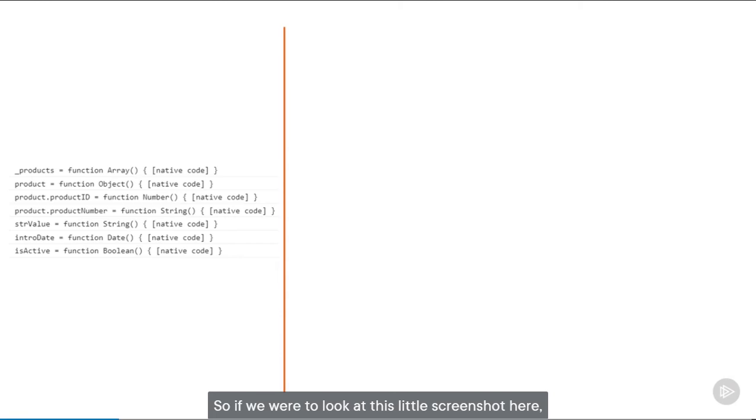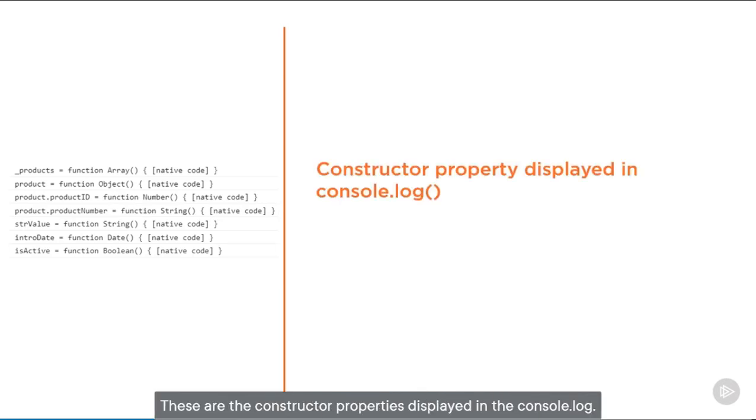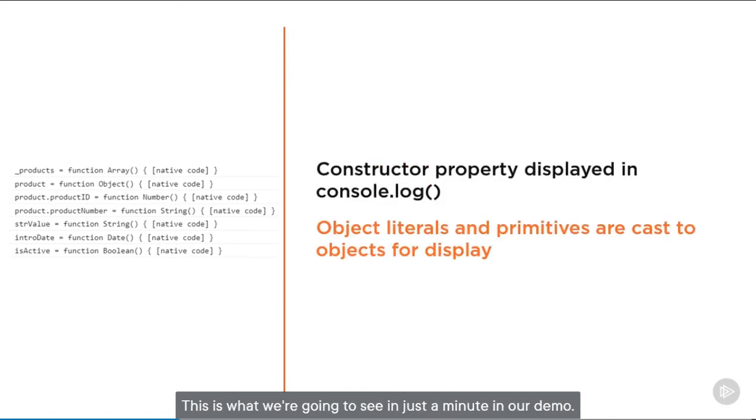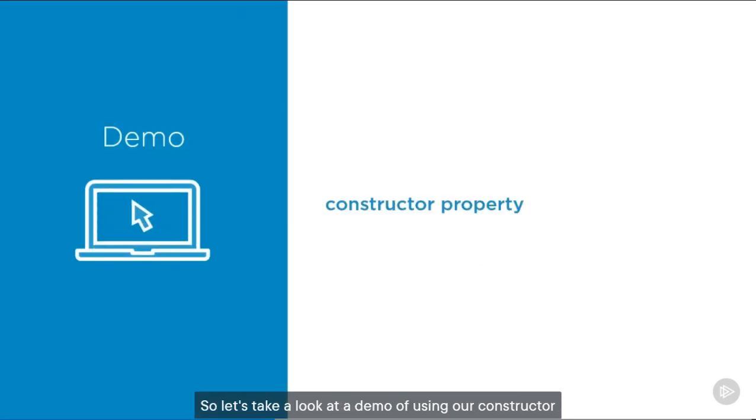So if we were to look at this little screenshot here, you can see I've got products equals function array, product equals function object. These are the constructor properties displayed in the console.log. This is what we're going to see in just a minute in our demo. Object literals and primitives are cast to objects for display. So if we actually say, hey, let's do this in a console.log and take a primitive and apply the constructor property to it, it casts it to an object data type first, then it can apply the constructor property. So let's take a look at a demo of using our constructor property with various data types.